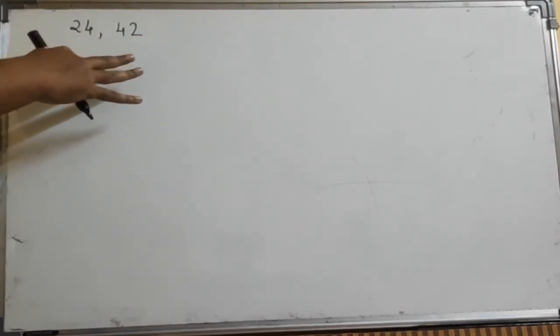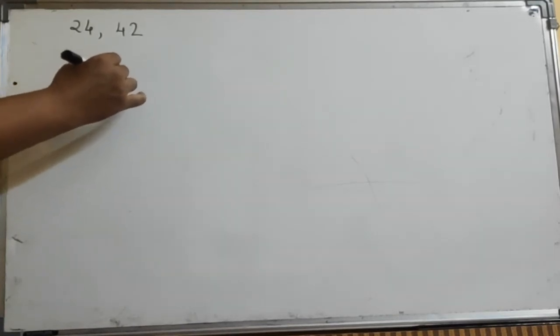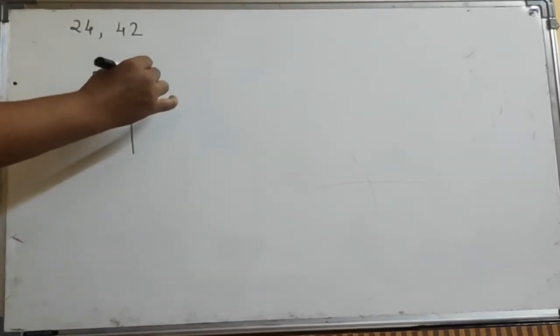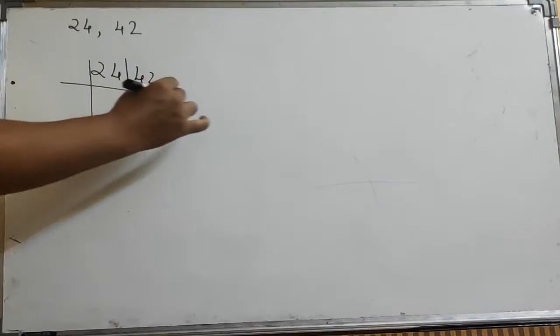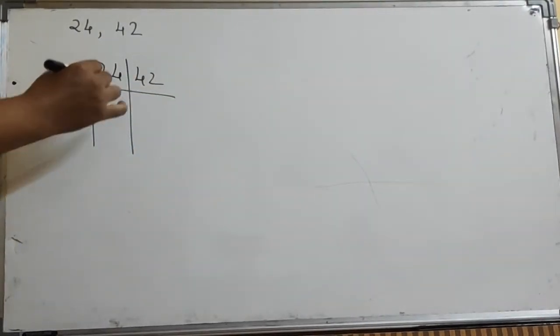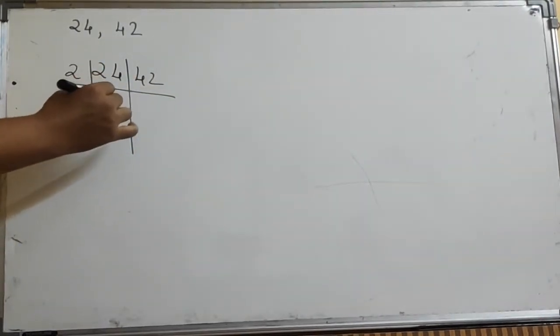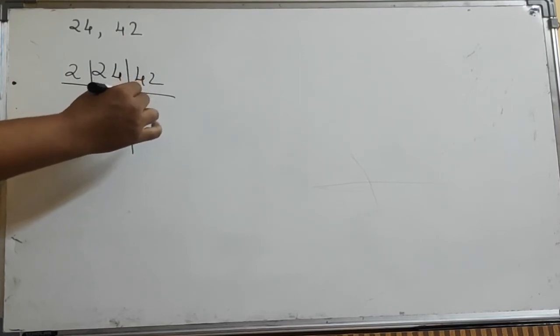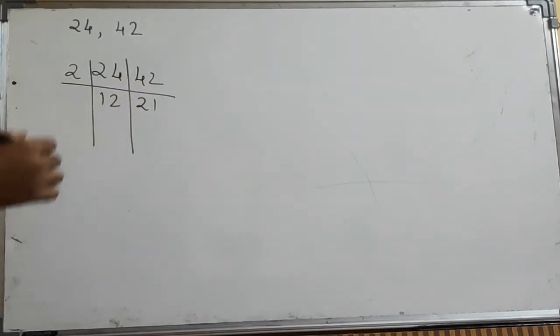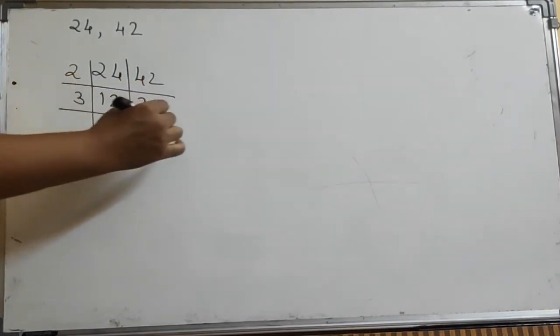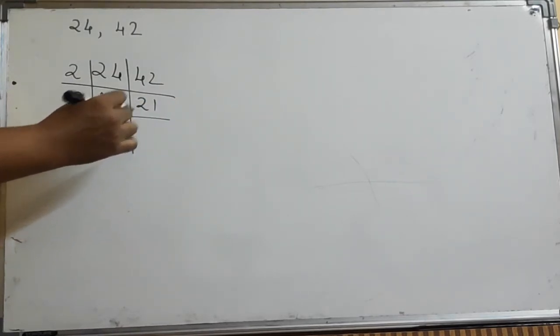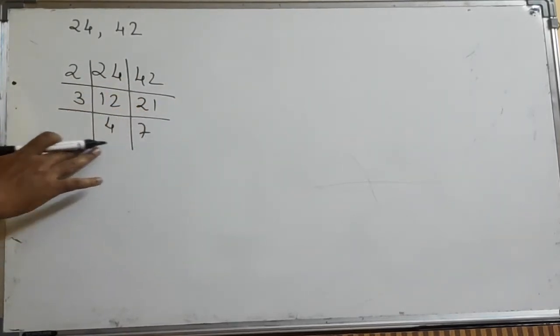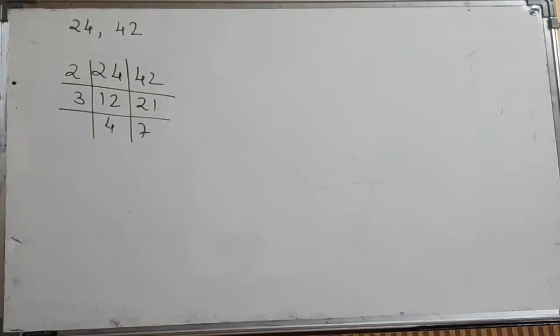See, we can club them and factorize it, say 24 and 42. So HCF is, so you'll get 2, you get 12, and this becomes 21. Then you have 3, this is 4, and this is 7. We cannot further divide these numbers by common factors.